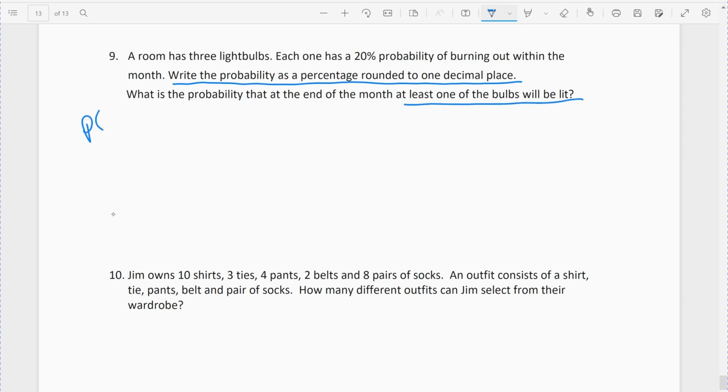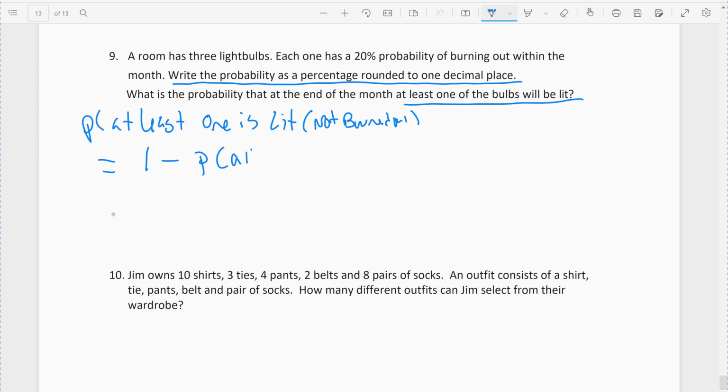Alright, so probability at least one is lit. Lit meaning it's not burned out. Remember, it'd be 1 or 2 or 3 or everything in between. And so the easiest way to do that is 1 minus the probability none of them are lit, so it means all 3 burn out. So the first burns out and the second and the third.